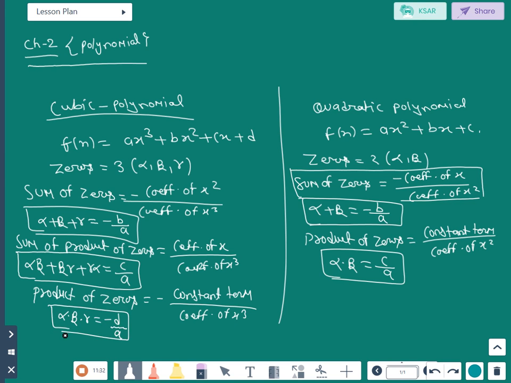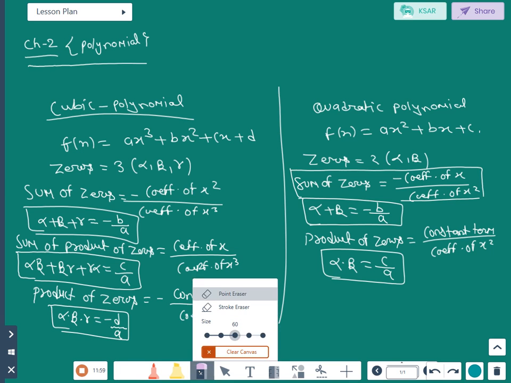Now the next question is: if the sum of zeros and the product of zeros are given to you, how will we find the cubic polynomial or the quadratic polynomial? The question is reverse. If the sum of zeros and product of zeros are given, how will we form the quadratic polynomial or the cubic polynomial?